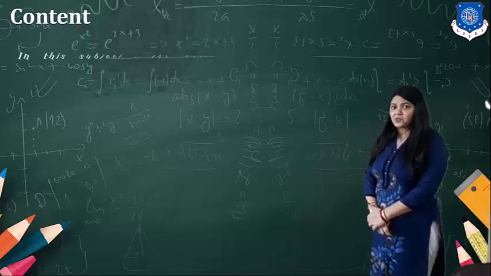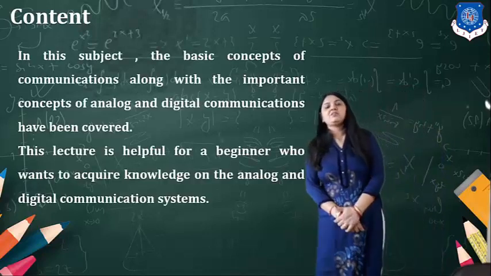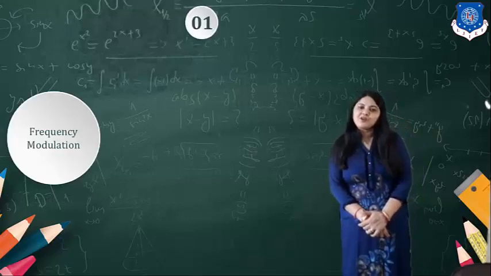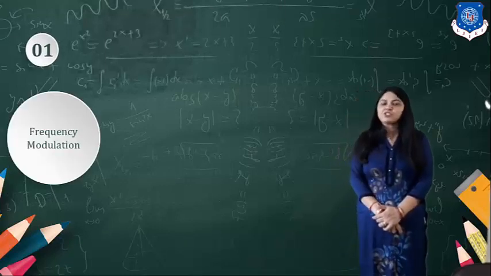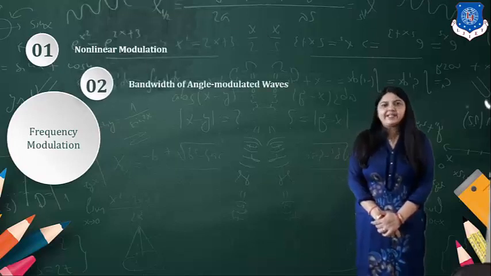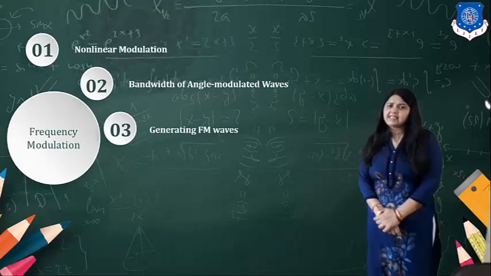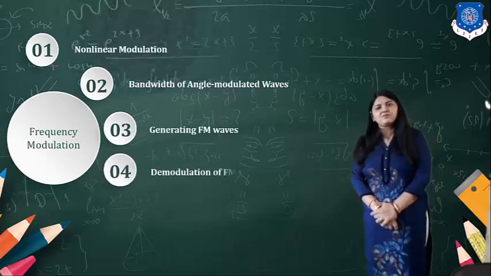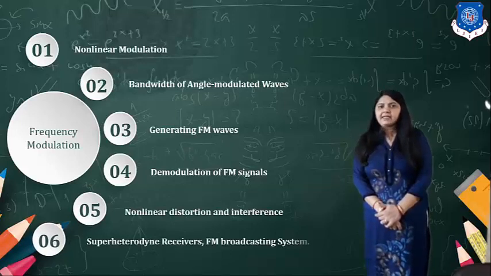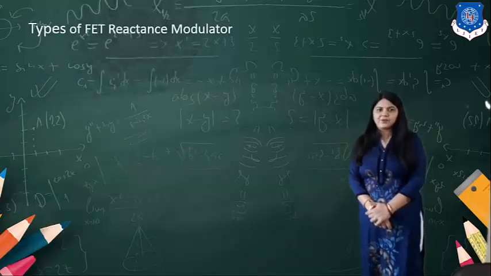In the last video, we learned about the generation of FM. The generation of FM consists of two methods, the direct FM and the indirect FM. The direct methods of FM generation are the reactance modulator and the varactor diode.